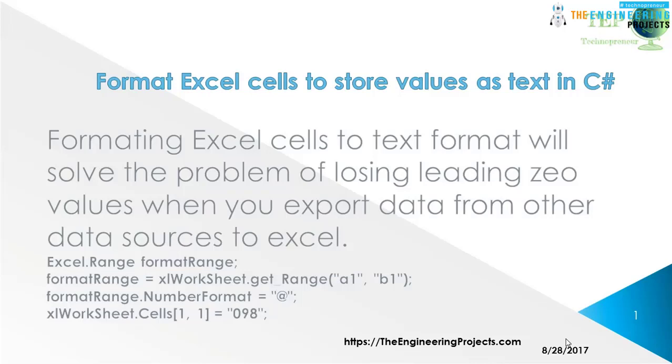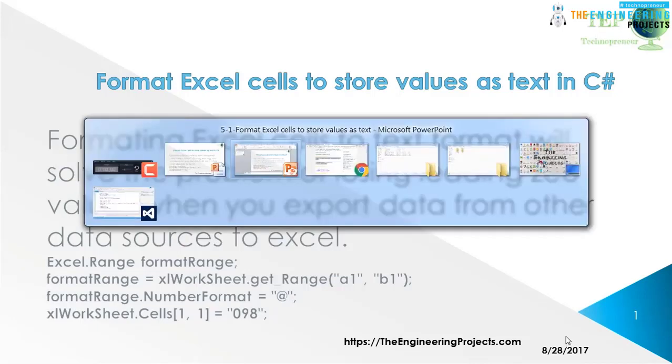Now in this code we have declared that 098, which is present in column 1 and row 1, is of the string type. Now move on to the code and see how it is performed.